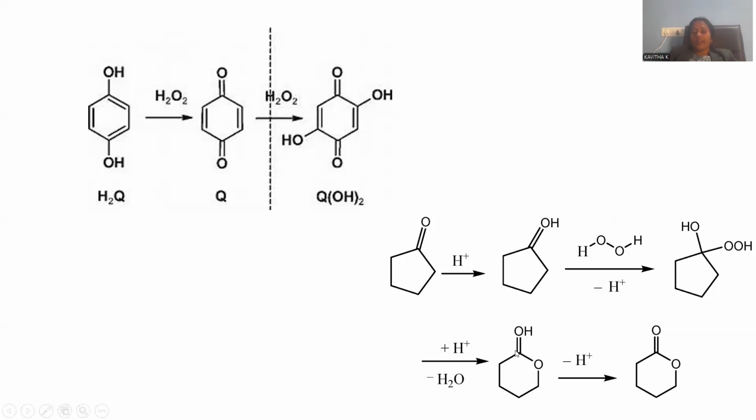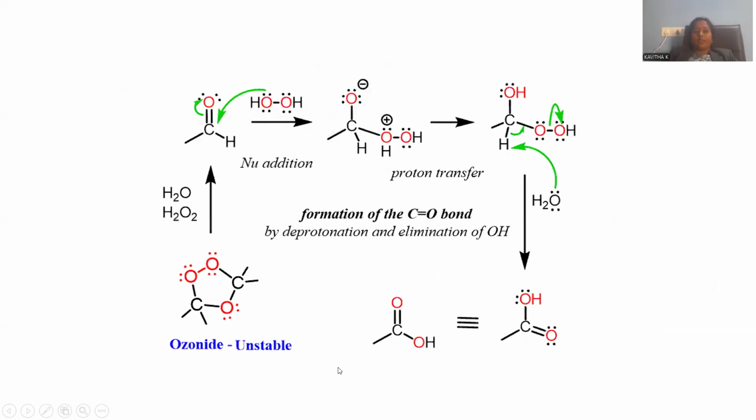Whenever the ring is expanded, ultimately H plus will be removed. Being an acid catalyst, it can't be absorbed or involved in the reaction permanently, so eventually H plus is removed, giving rise to a cyclic ester, which is called a lactone ring. And another reaction is mentioned for our better understanding.